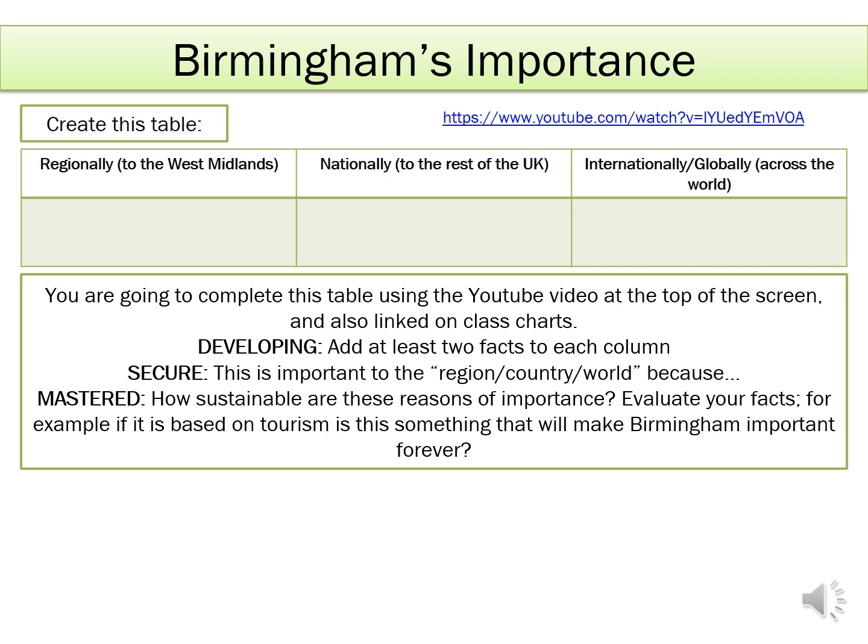So that's for developing, its 2 facts. Secure is you need to be able to explain it. So Selfridges makes Birmingham important to the country because it is only one of 2 found in the whole country. And then for mastered, I want you to think about each reason of importance and think about how sustainable that importance is. So for example, if it is an importance that is based on tourism, is that something Birmingham can rely on forever?